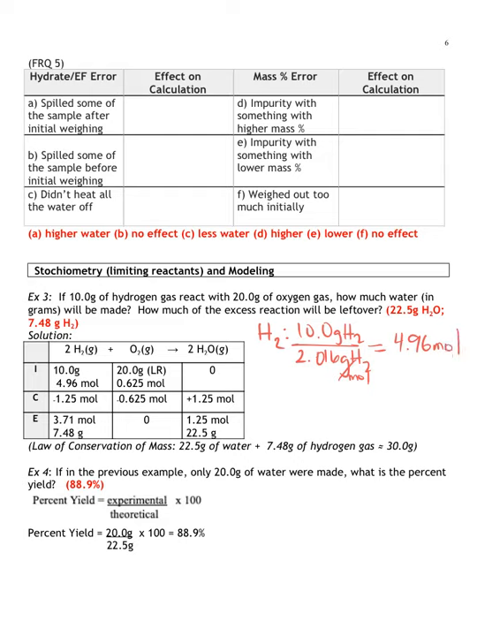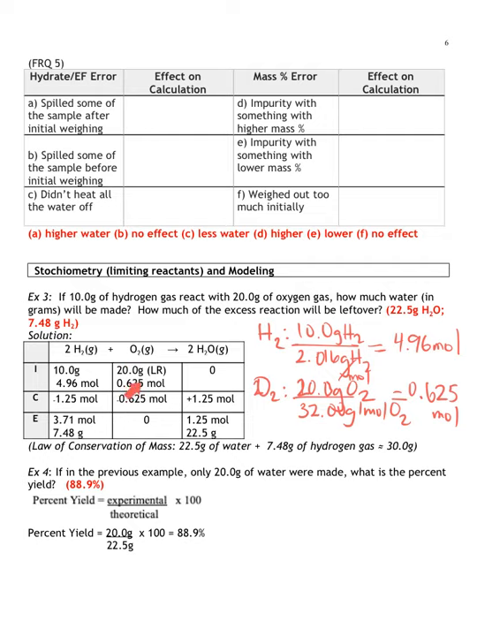Likewise, you would take the grams of the oxygen, so this is O2, 20 grams. Oxygen's molar mass is 32 grams per mole, and so when you divide that, you will get the amount in moles, which is 0.625 moles. We place it all into the ICE table under the initial, and then you figure out who the limiting reactant is. Now recall, to find the limiting reactant is to divide by the mole coefficients, and the one with the lesser amount of moles is going to be the limiting reactant.